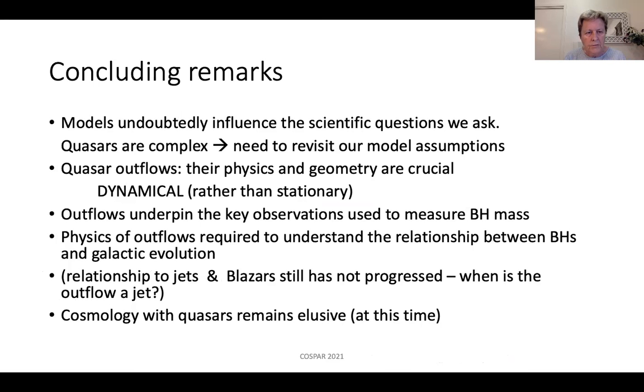These are my concluding remarks. Perhaps the key point I want to make is that these outflows may be quite dynamical rather than stationary, and that the accretion inflows may also not be the simple accretion disks that we sometimes assume. Thank you.